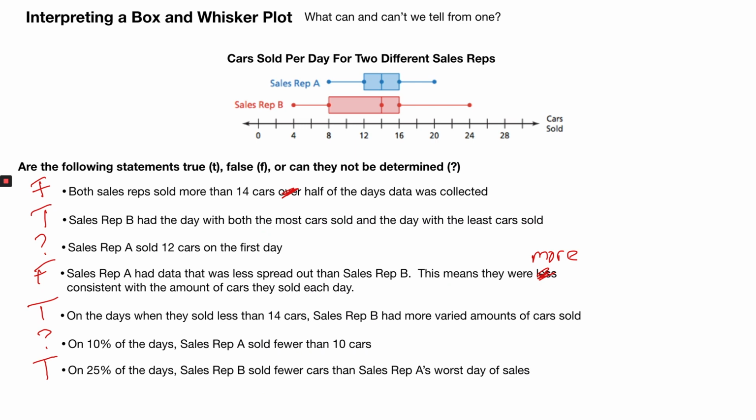All right, so that's just some interpreting, sort of thinking about what types of statements you can and can't make. Anything about the quartiles, 50%, 25%, you can. Some of the specifics about in between, that's one of the main things with Box and Whiskers Plots: you don't have those in between numbers, so you can't make those statements unless you've got more information.